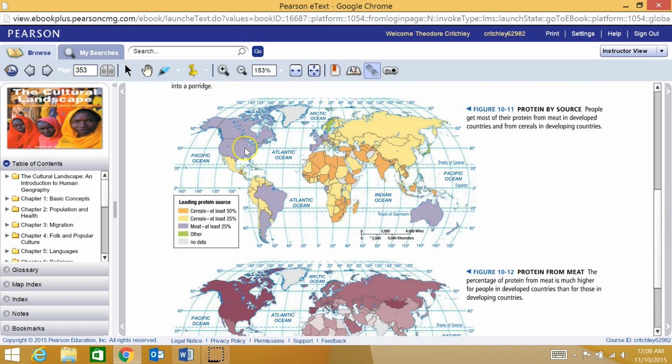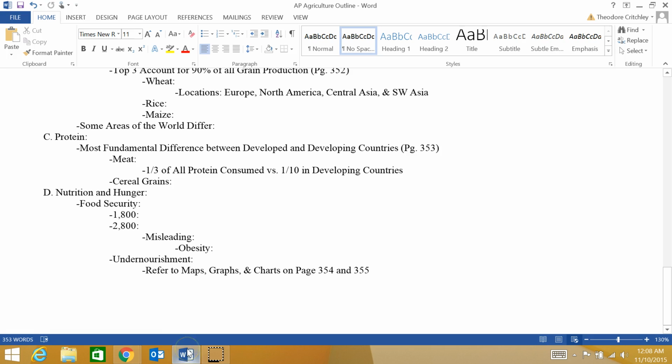You're looking at developed countries such as the United States and Canada, for example. You are seeing that the leading protein source is going to be meat in comparison to other places of the world, such as sub-Saharan Africa, a large portion of Mexico and Central America, Latin America, outside of Brazil, and then of course Argentina, which is a major meat producing country. Okay, so taking a look at that, that's what we're talking about right there.